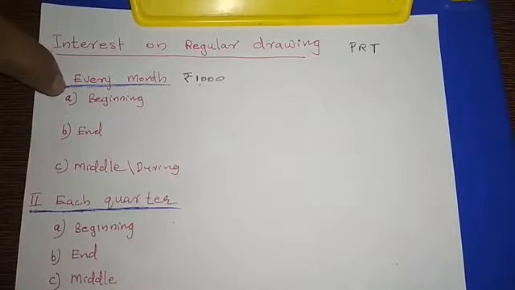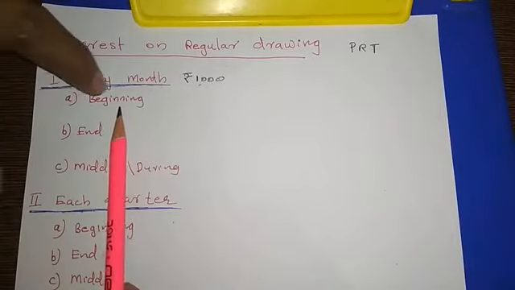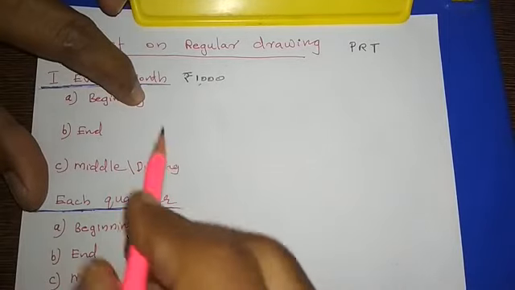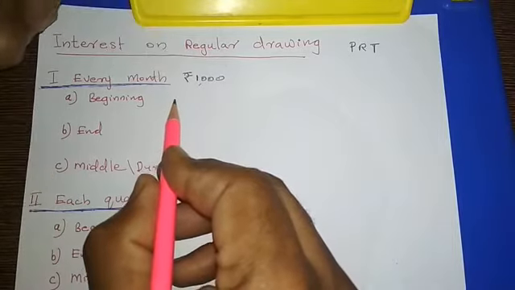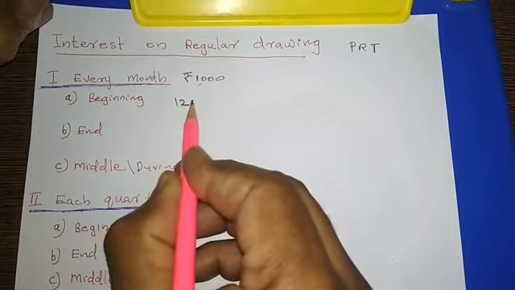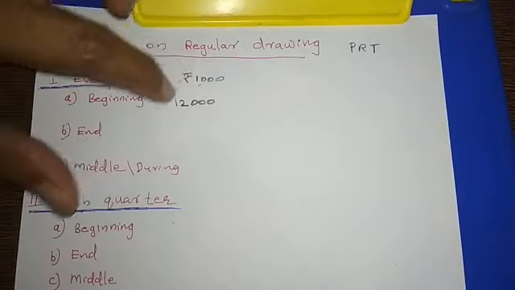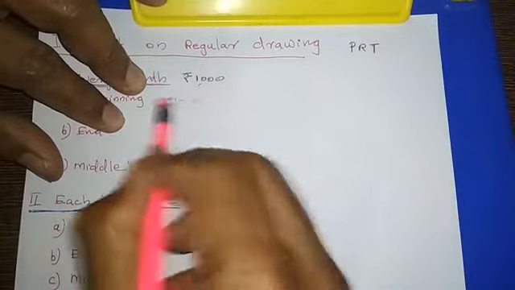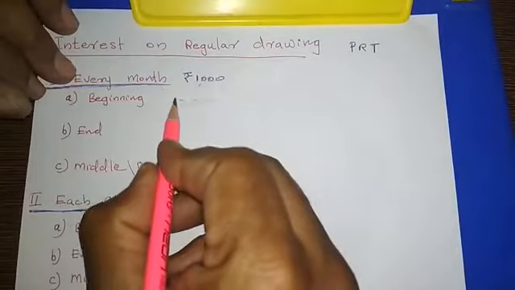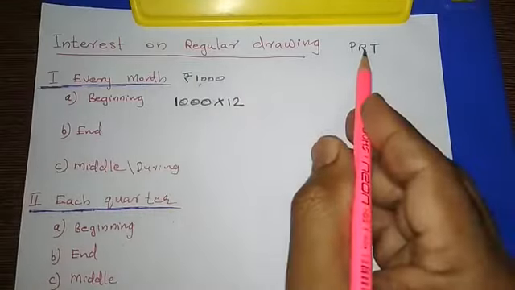So here, when you are calculating the interest on drawings, the formula will be as follows. If the drawing is made at the beginning of every month, what will the total drawings be? If 1000 per month, he withdraws 12 times, total drawings will be 12,000. Otherwise we can write 1000 into 12, 12,000 is coming. In that way we can write, then it will be more understandable. So here 1000 into 12. Then the rate will be given in the question.